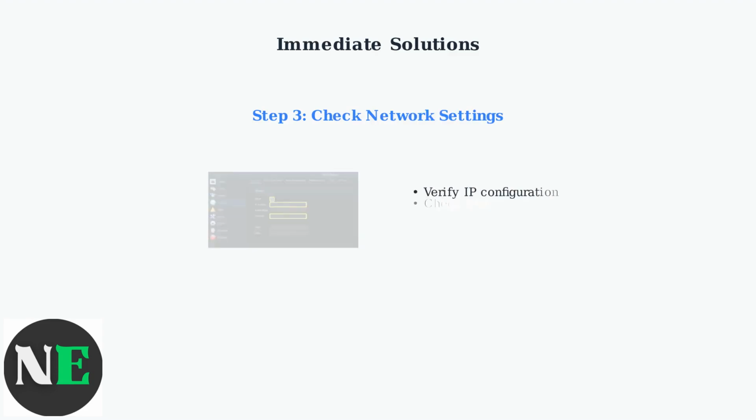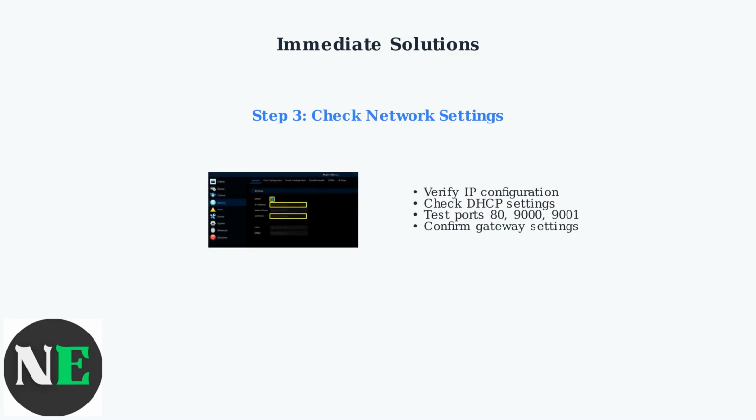If the blue light persists, access your DVR's network settings menu. Verify the IP configuration is correct, check DHCP settings, and test the standard ports 80,000 and 9,001 for proper forwarding.